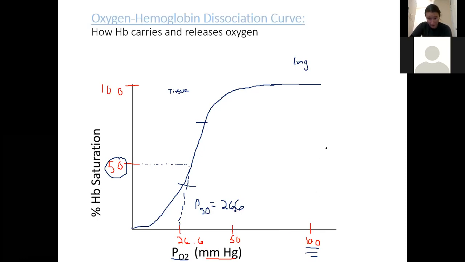Right, so this is a curve that you're going to be seeing a lot, and we're going to play with this curve a little bit as we go along. But again, the take-home message here for now is that in places of the body where there is a lot of oxygen available, such as in the lungs, there is going to be a very high level of hemoglobin saturation. In places of the body where there is less oxygen, such as in active tissues, we are going to get a lot of unloading very quickly.